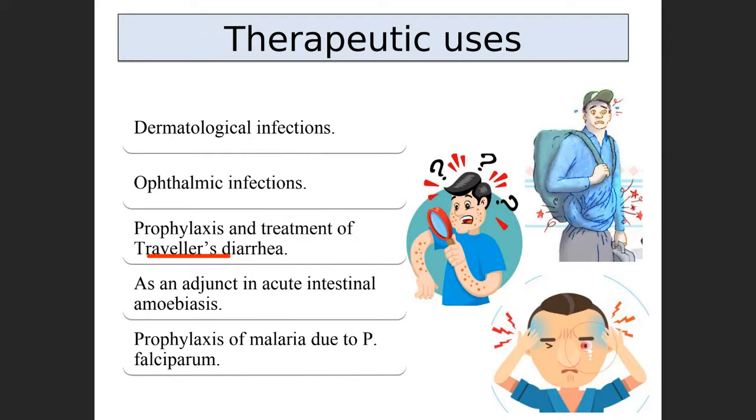tetracycline, but traveler's diarrhea does not mean that it is caused by one bacteria. It can be caused by other bacteria also. So tetracyclines are also equally effective in either prophylaxis or treatment of traveler's diarrhea. It is also used in the treatment of amoebiasis, and it is used as a prophylactic medication to treat malaria.